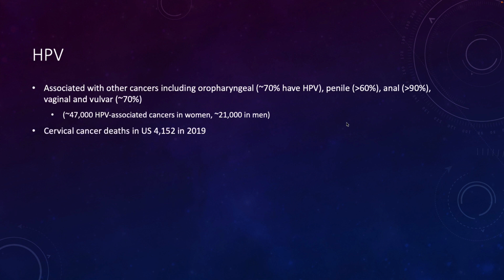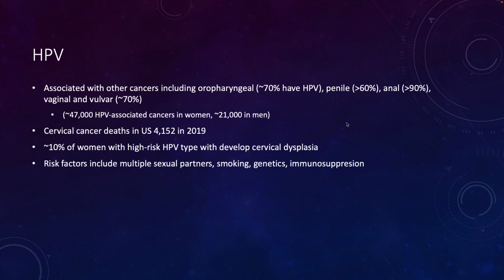In the US, the most recent data I could find was from 2019. There were over 4,100 deaths because of cervical cancer. Now, just because you have HPV doesn't necessarily mean you're going to get cancer. 10% of women with high-risk HPV will develop changes in the cervical cells. And those can be detected by a pap smear, which is why they recommend routine pap smears.